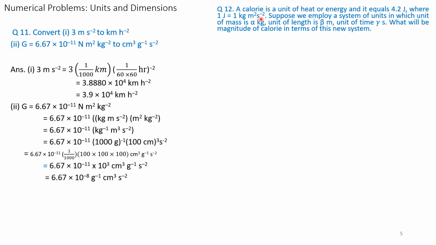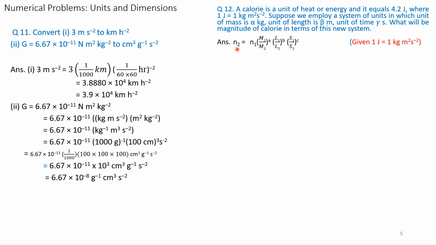Question number 12. A calorie is a unit of heat or energy and it equals 4.2 joules, where 1 joule is equal to 1 kg meter square per second square. Suppose we employ a system of units in which a unit of mass is alpha kg, unit of length is beta meters and unit of time is gamma seconds. What will be the magnitude of calorie in terms of this new system? That is, we have to convert the given system into a new system. Let us answer it.